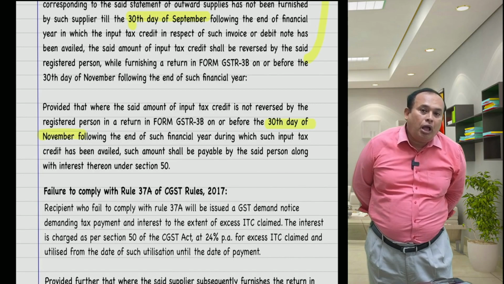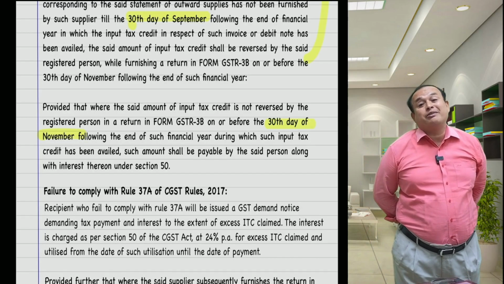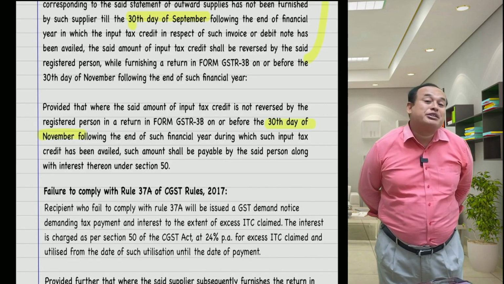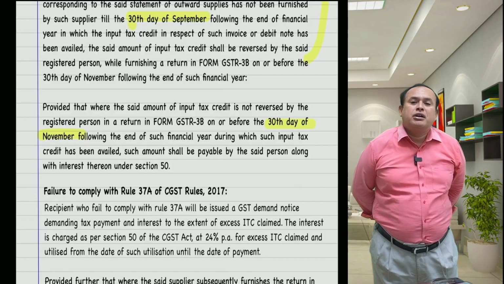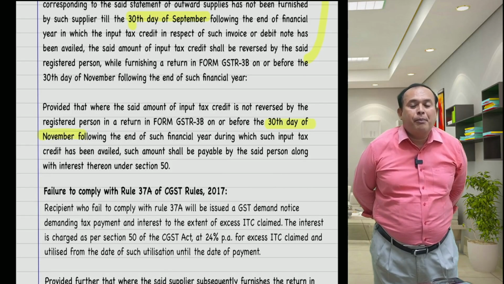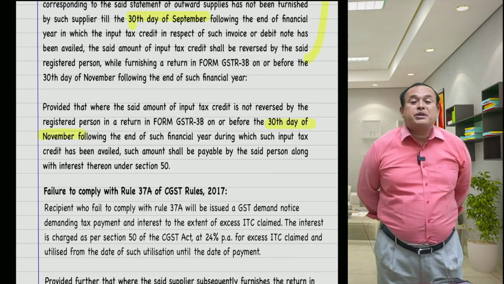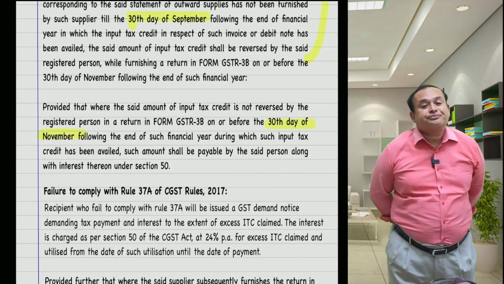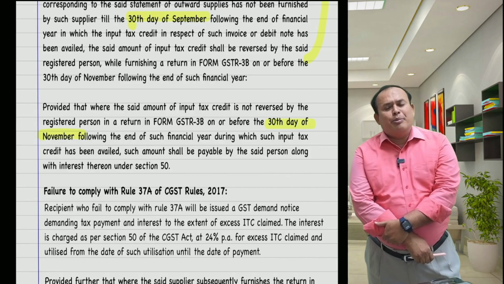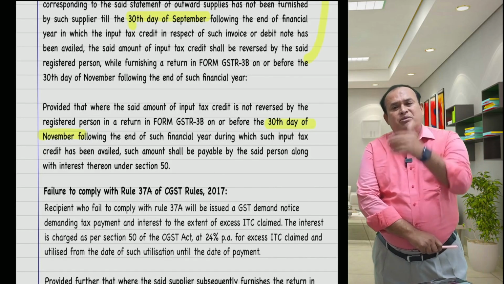What rate of interest? 24% per annum, because input tax credit was excess availed. Excess availment of input tax credit, therefore it is 24% per annum under section 50 subsection 3, liable to pay the GST along with the interest. Section 50 subsection 3, interest talks about what rate? 24% per annum you have to pay. Okay sir, I will pay 24% per annum sir, but from which date onwards sir?